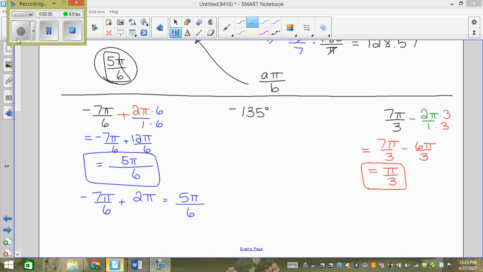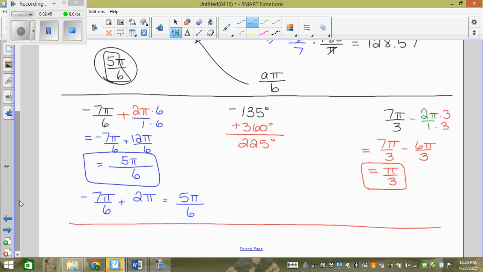Negative 135. Too small, so I have to add 360, and I get 225, which is a principal angle between 0 and 360, so I'm done. So we did coterminals before this already, too.